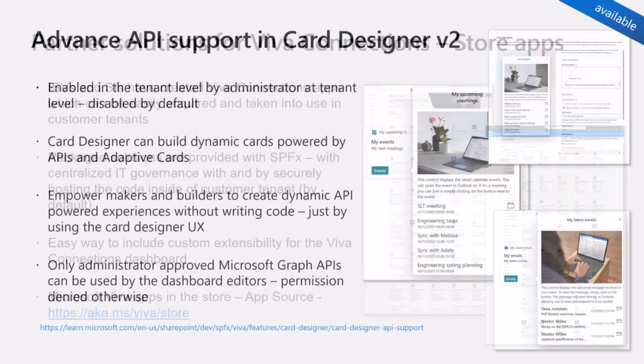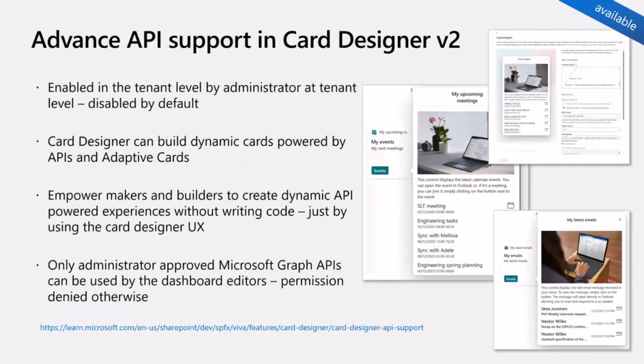Now, we also have advanced API support for Card Designer. This was the Card Designer V2. This is already available, which was shipped earlier this year in spring, and it really enabled us to do simple API-powered dynamic experiences. And what we mean with that one is that you're able to use adaptive cards, which are static, but you're able to then have an API call for the adaptive card to make it dynamic.